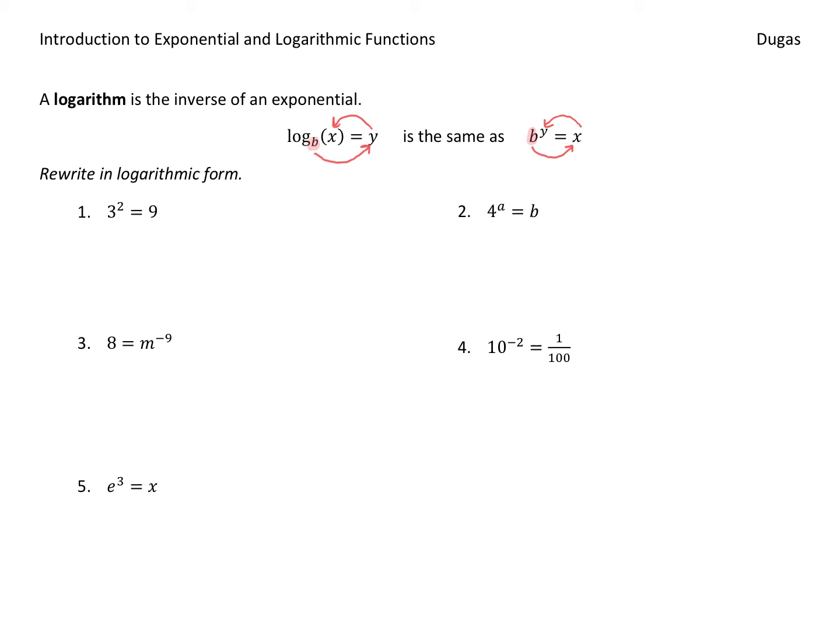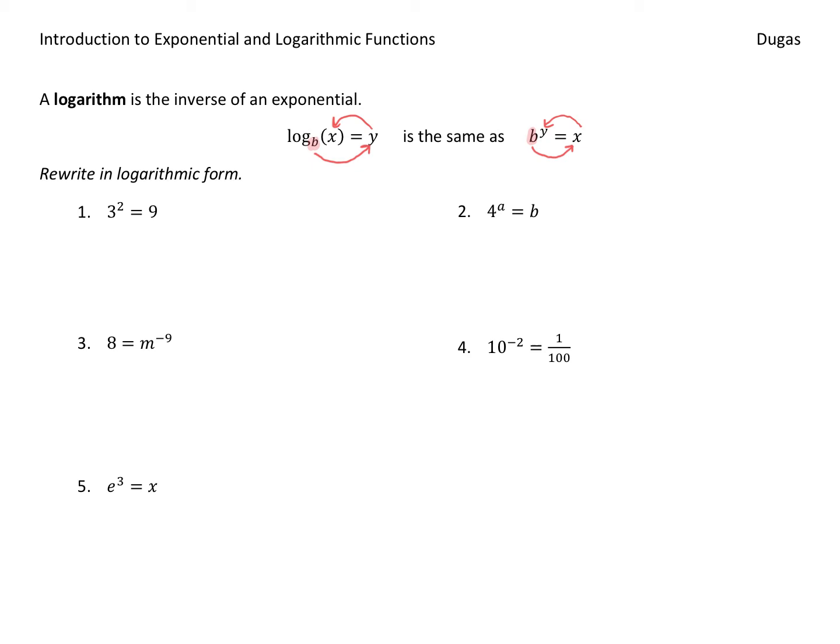So in number 1, we have 3 squared equals 9. That's in exponential form. The directions say rewrite in log form. It's pretty easy to tell if it's in logarithmic form because it says log, or ln, which is natural log. If it doesn't have that, then it's in exponential form.